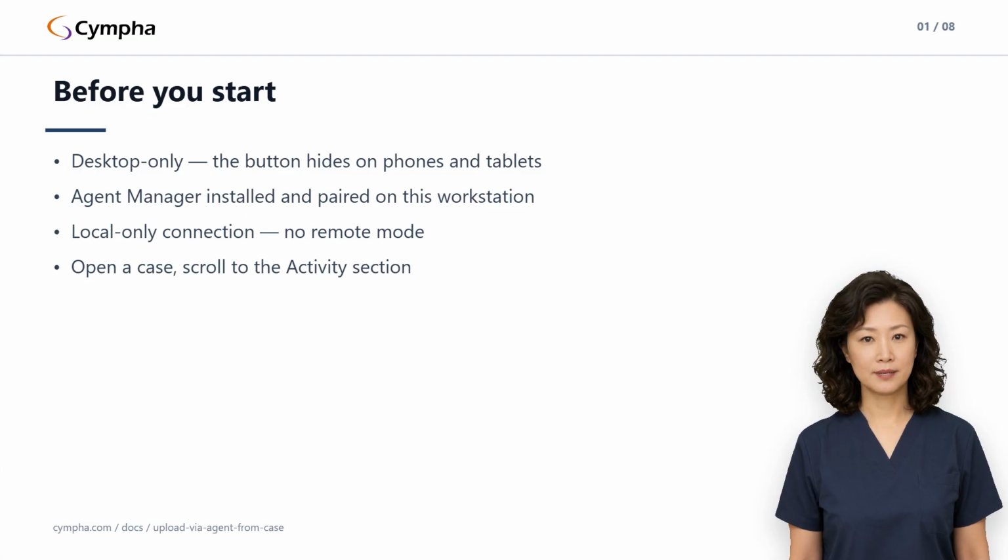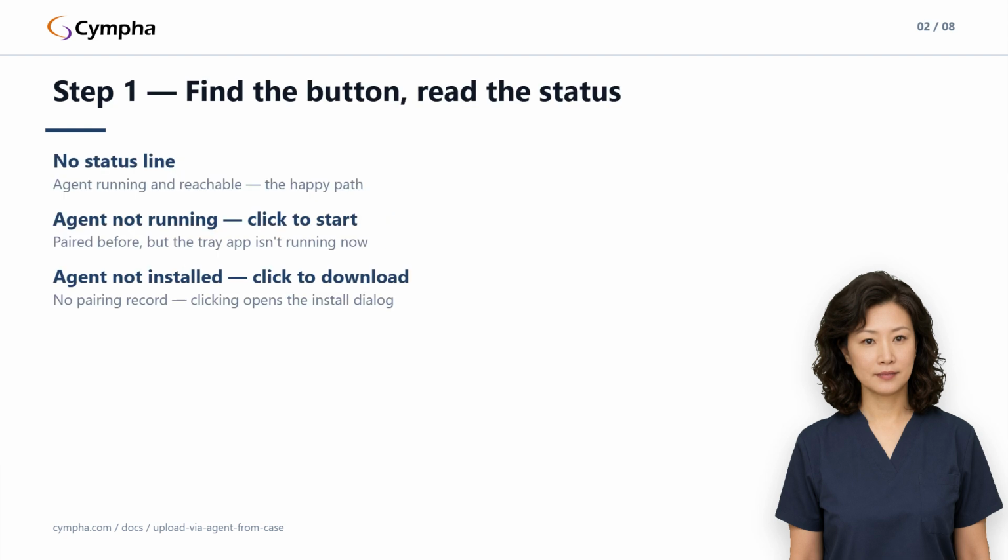Third, this is a per-case action. Navigate to the case and scroll to the activity section at the bottom of the page. In the activity section, the compose row at the bottom carries a cluster of small buttons on the right, upload and upload via agent. Before clicking, glance right below the button because a tiny inline status line tells you what the app already knows.